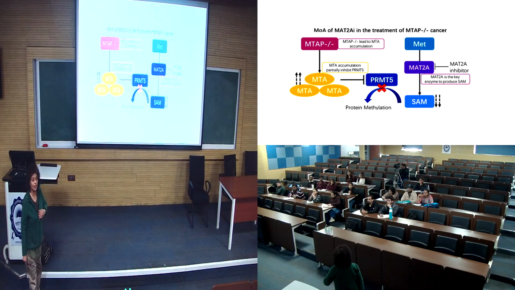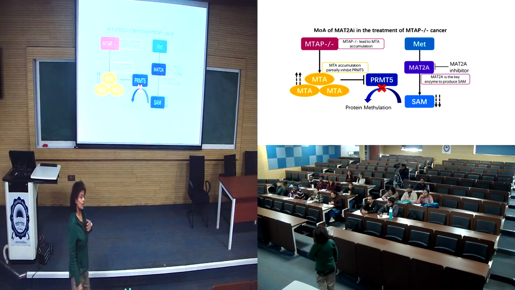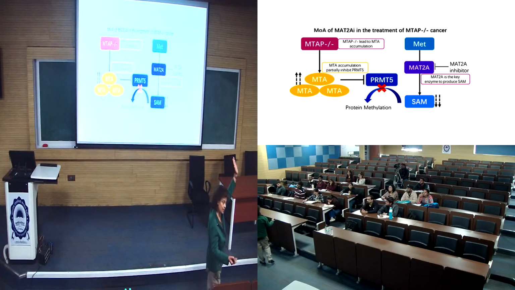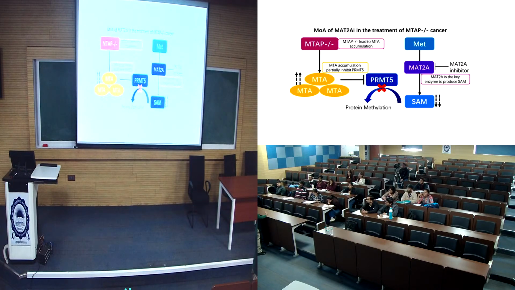So in MTAP deleted cells, MTA levels increase. PRMT5 is almost inhibited. A little bit more push, and they die. Just a little bit more PRMT5 inhibition, and they die. Or you inhibit MAT2A, so there is no SAM. It's basically killing PRMT5, because without SAM, PRMT5 cannot function. So that is also synthetic lethal.